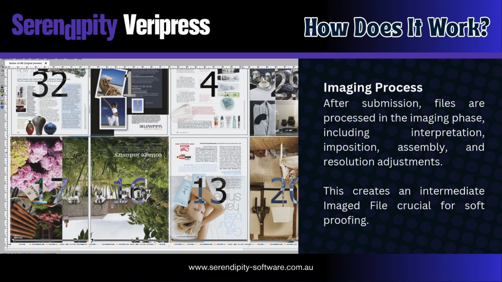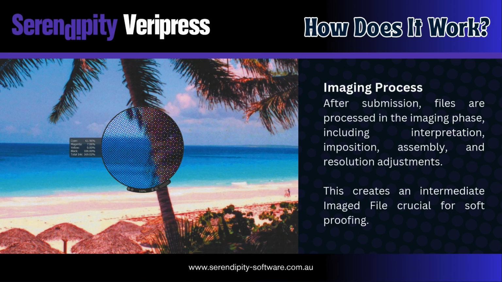After submission, files are processed in the imaging phase, including interpretation, imposition, assembly, and resolution adjustments. This creates an intermediate imaged file crucial for soft proofing.